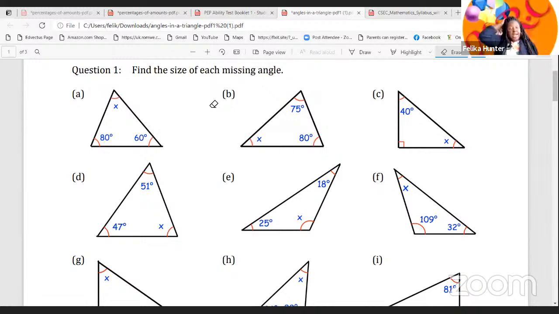All right, so we're going to get started. The topic: finding the size of each missing angle. So we're finding a missing angle in a triangle. Before we go any further, we're going to write down some properties of a triangle.